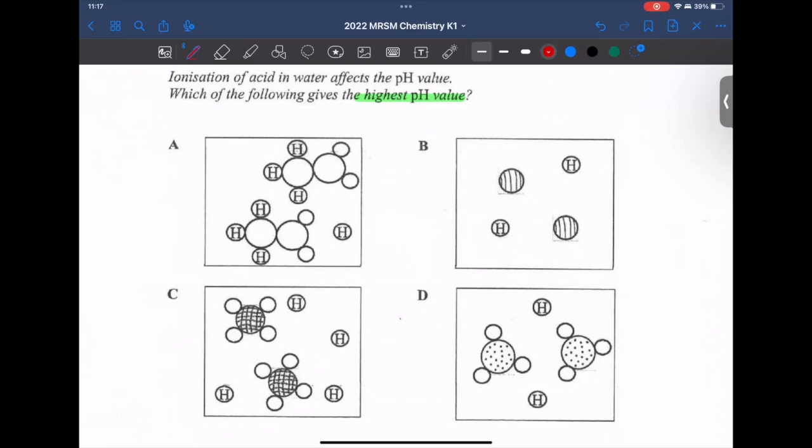If you look properly, the one with the least amount of hydrogen ions is A. It's a molecule, and this is probably one of the weak acids like carboxylic acids. B is a strong acid for sure, because you see the hydrogen ions are out of the particle. I'll say that most likely B will be either HCl or HNO3.